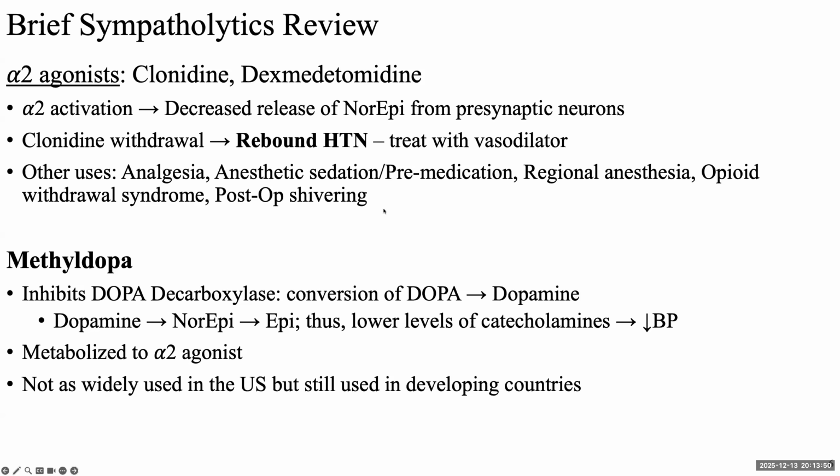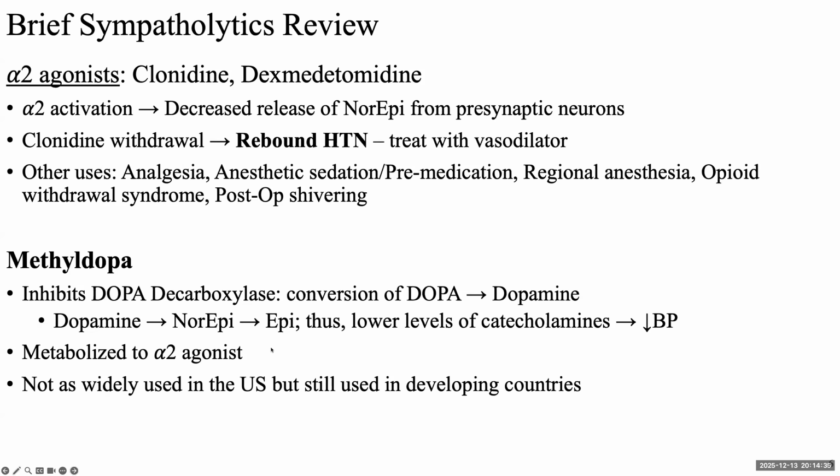And then here's another sympatholytic that we didn't talk about last semester, but we'll introduce now, called methyl dopa. So methyl dopa inhibits dopa decarboxylase, and that's the enzyme that's responsible for the conversion of dopa to dopamine. Now remember, dopamine has a lot of sympathomimetic activities. Dopamine itself is metabolized to norepi and epi. So by blocking the conversion of dopa to dopamine, you're stopping it a little earlier in the cascade, but overall you could decrease your levels of catecholamines, and that'll lead to a decrease in your blood pressure.